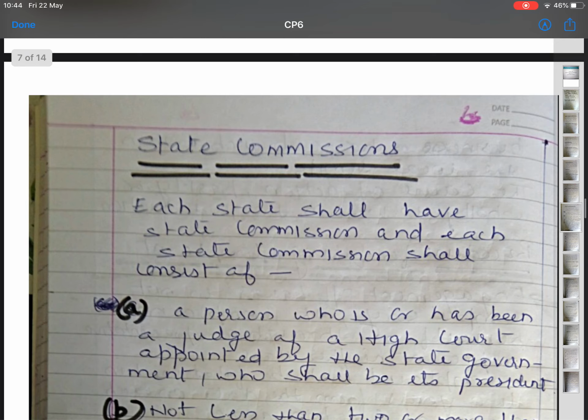Now there comes the second mechanism, that is called the state commission.